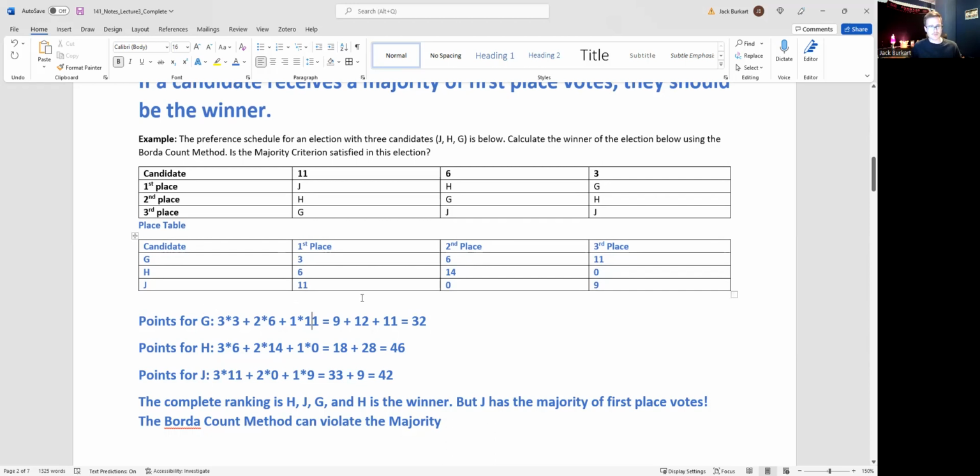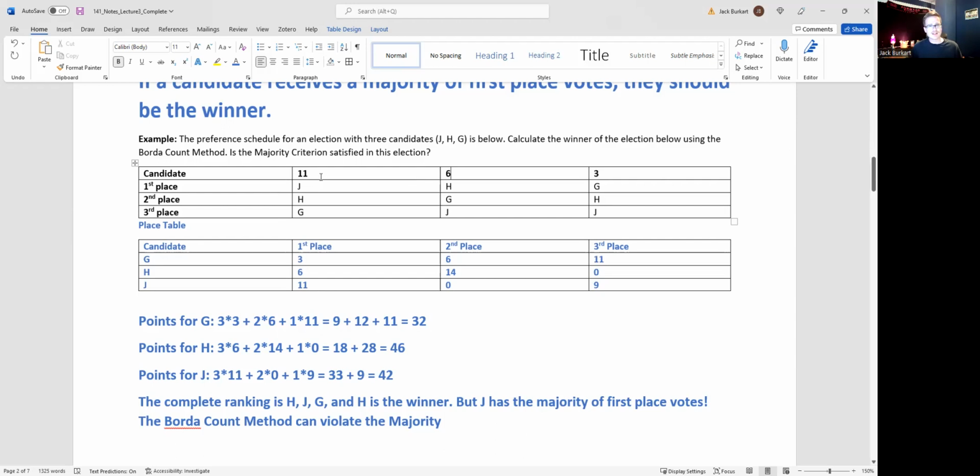And so right here, I showed my work. You can pause to check it, but the points for G is equal to 32. The points for candidate H is 46, and the points for candidate J is 42. So that means the complete ranking is H, J, G, and candidate H is the winner. One thing that you might notice is that in this election, we have 20 total voters. So that means a majority is 11, right? 20 divided by 2 is 10, but 20 is even, so we have to add 1 to have a majority.